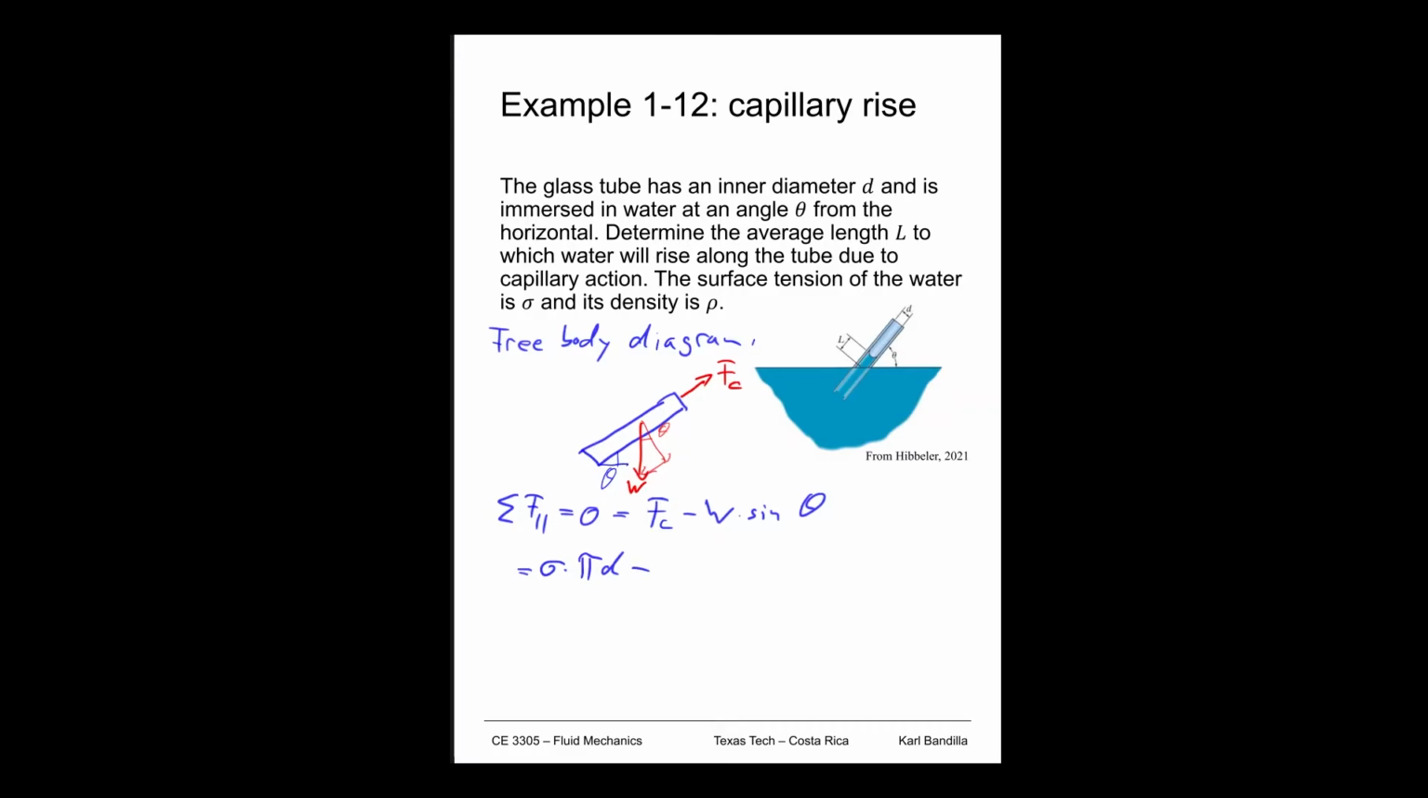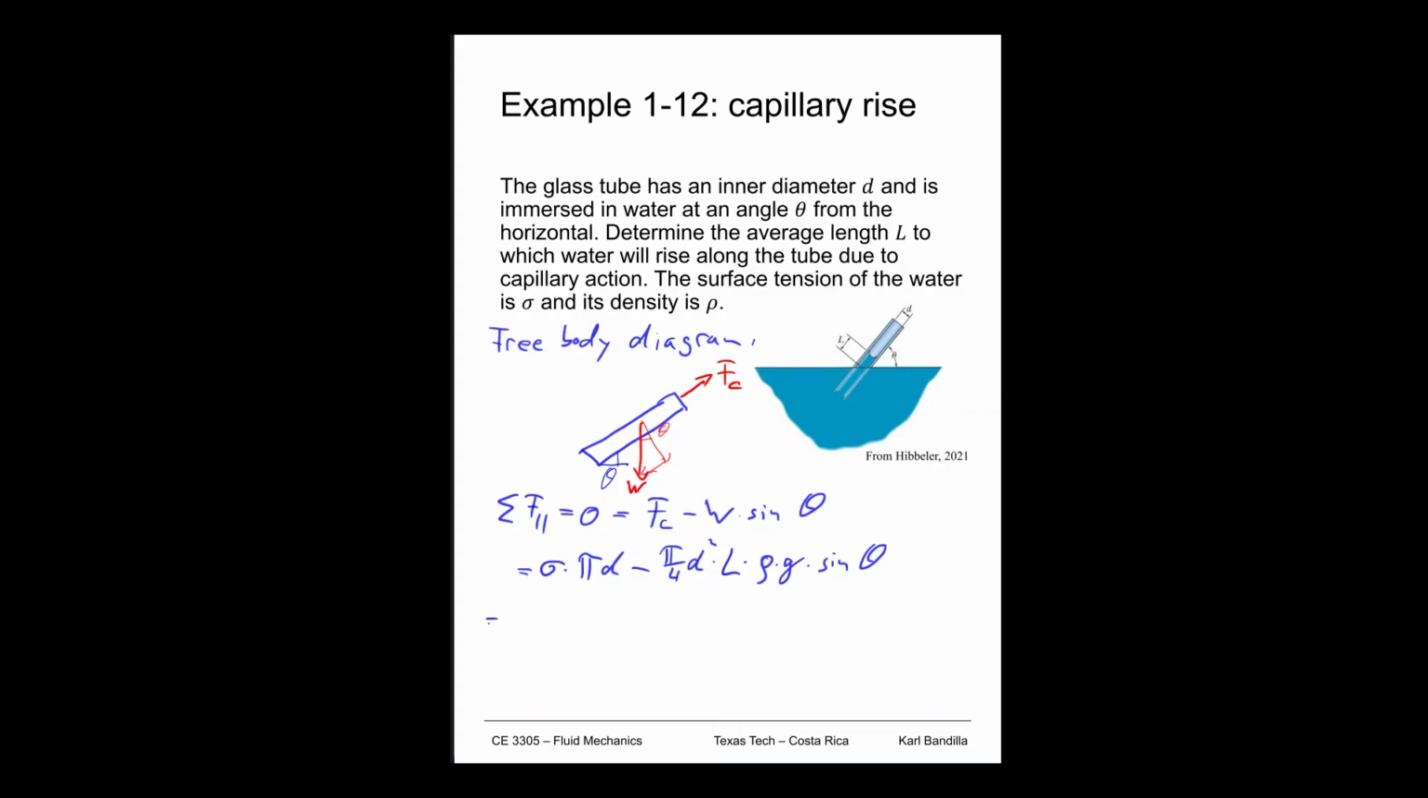And then the weight of the water is just going to be the volume times the density times gravity. The volume would be the cross-section area, pi over 4 d squared, times the length. That's what we were interested in. Then we multiply that by the density times g times our sine theta.